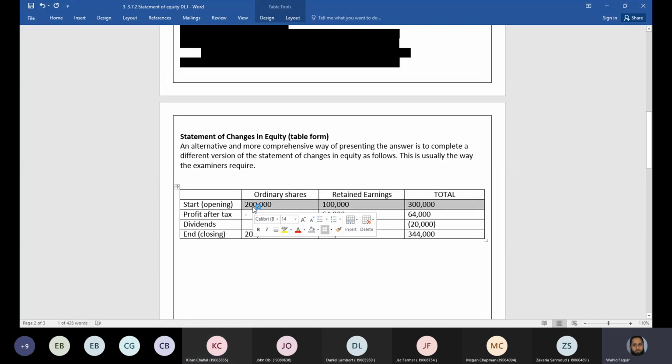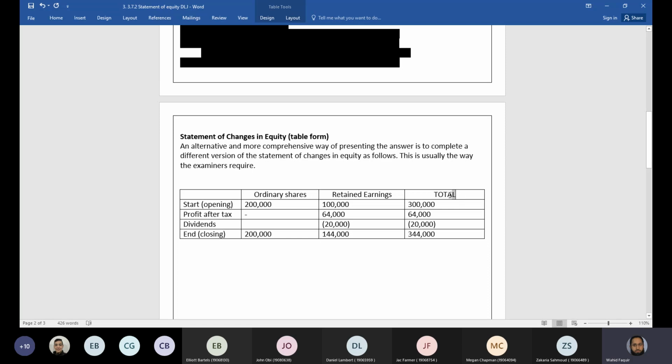These were the opening figures, these are the closing figures, and we've taken into consideration three things by putting the 64 in and the 20. What three things? Well, it started off with 80, take off the tax gives us 64, dividends 20. Okay, three things. Then we have a final figure. If we add down 300,000 plus 64 minus 20 gives us 344. A double check, 200 plus 144 gives us 344.